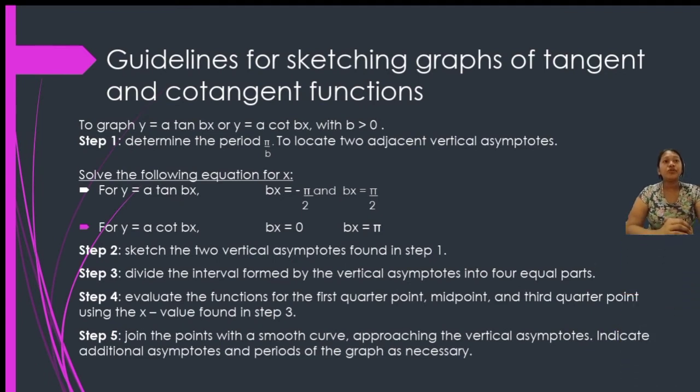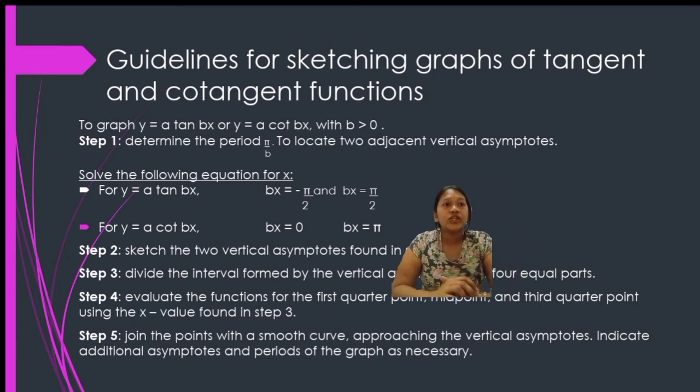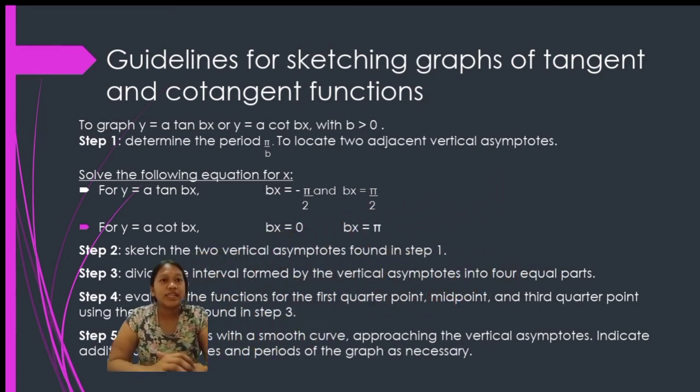Guidelines for sketching graphs of tangent and cotangent functions. To graph y equals a tangent bx or y equals a cotangent bx with b greater than 0, there are 5 steps to follow. Step 1. Determine the period, pi over b, to locate two adjacent vertical asymptotes.